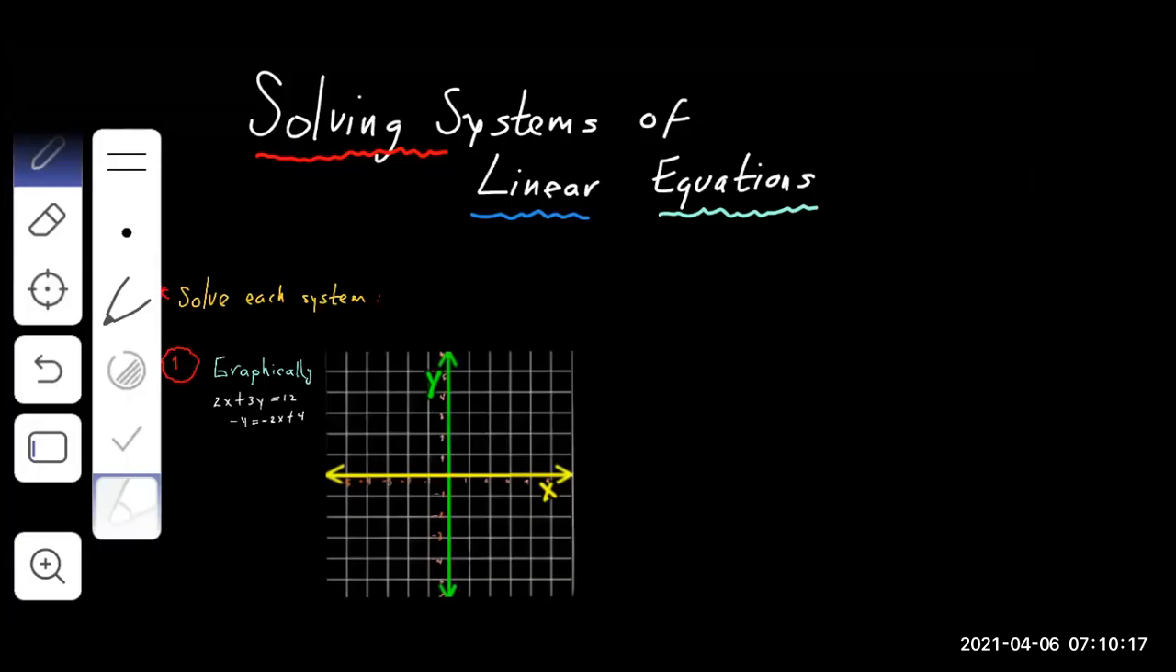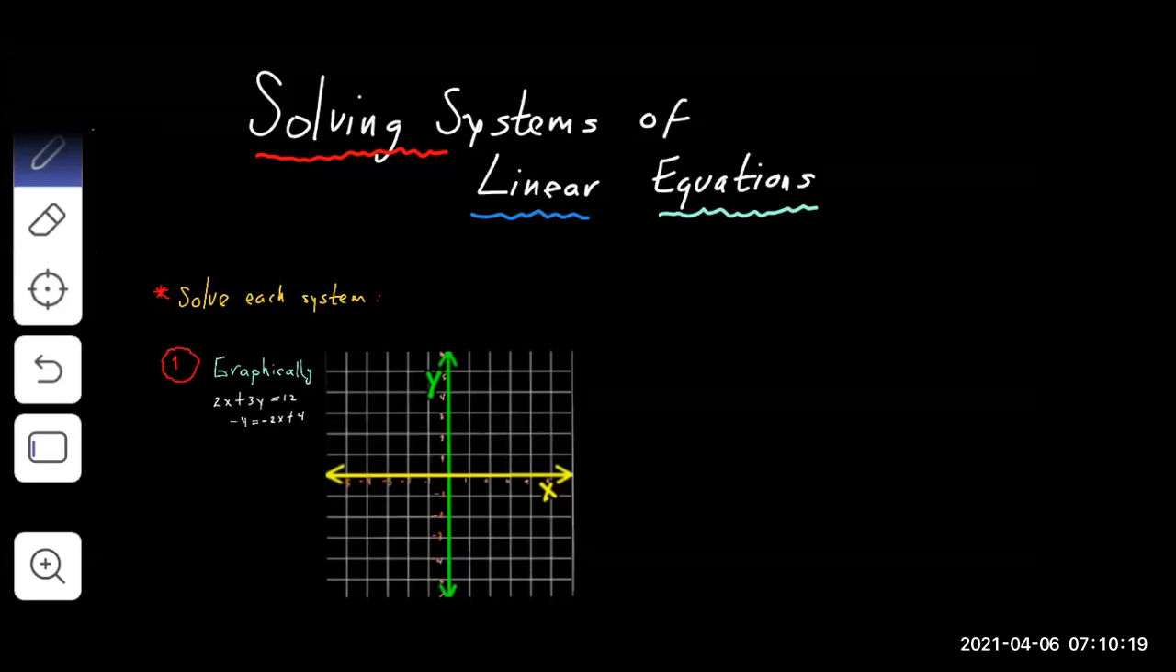Let's have a look at this. What we're going to have to do is solve each of the following systems. We are going to use different methods, but before going into that specific method, I want to remind you of something. When solving a system of linear equations with two variables, two equations, we can have different cases.